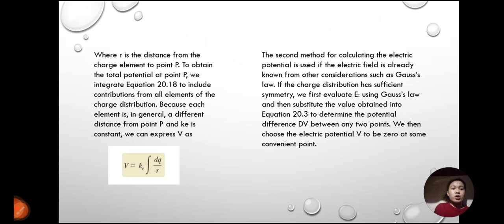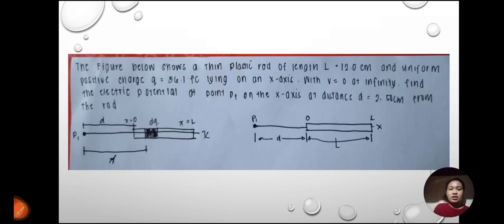So the second method for calculating the electric potential is used if the electric field is already known from other considerations such as Gauss's law. If the charge distribution has sufficient symmetry, we first evaluate E using Gauss's law and substitute the value obtained into equation 20.3 to determine the potential difference dV between any two points. We then choose the electric potential V to be 0 at some convenient point.